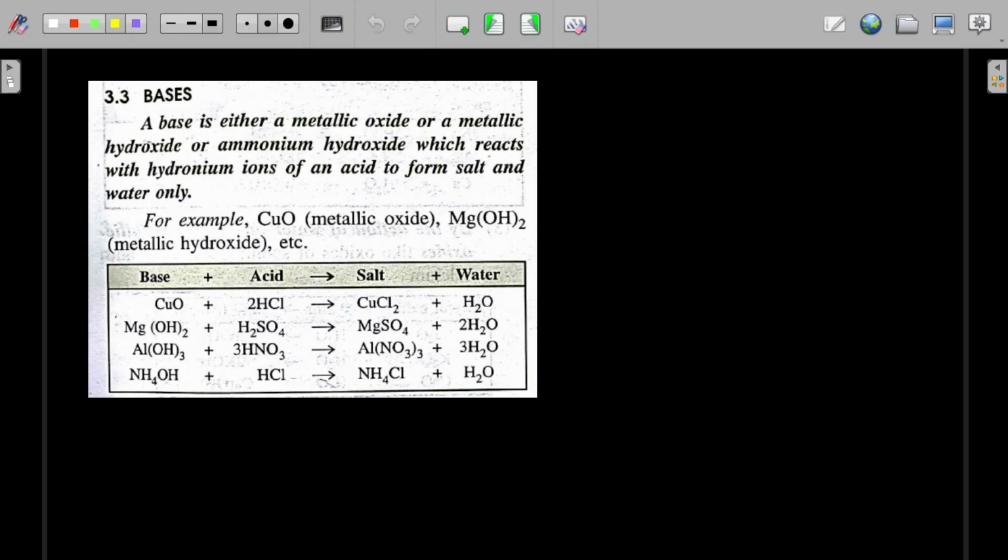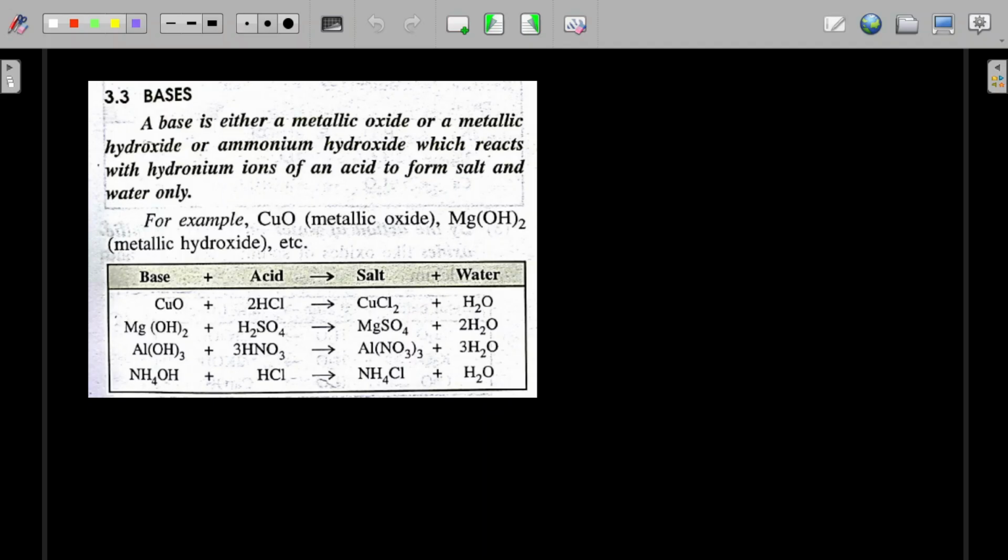Okay, coming to bases. In the bases part, we don't have many typical basic reactions, not like acids. Any preparation methods, don't worry much about that part. Only important reactions which we have already covered in different chapters, so that only we have to use.